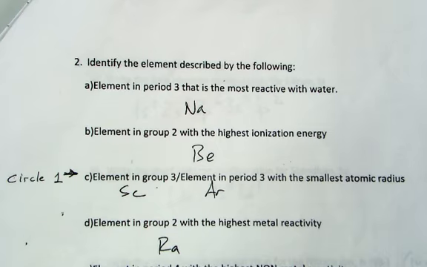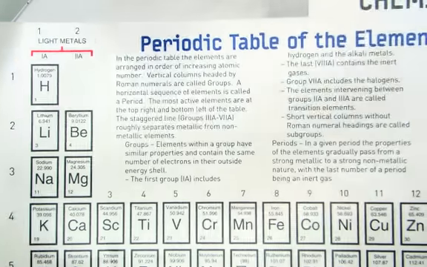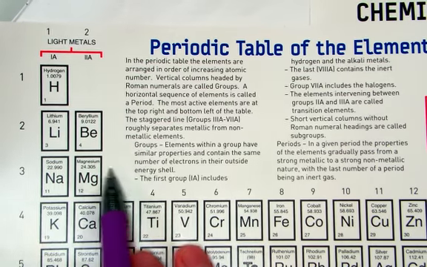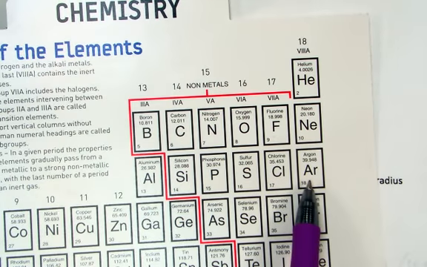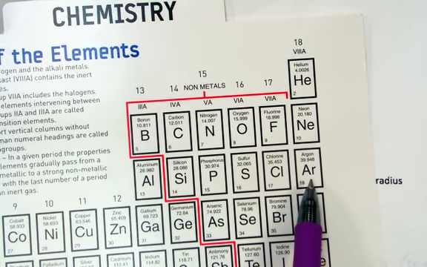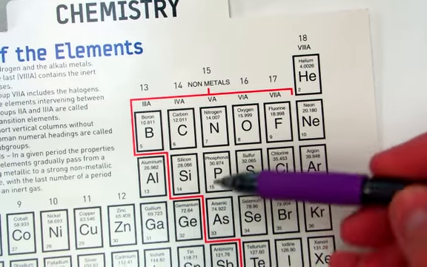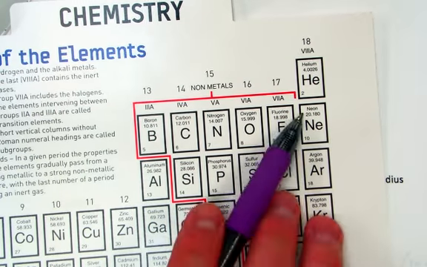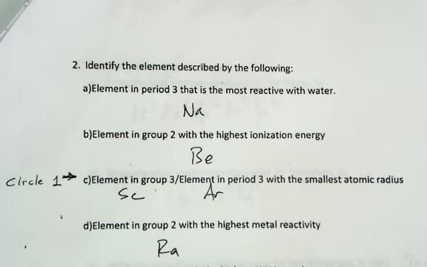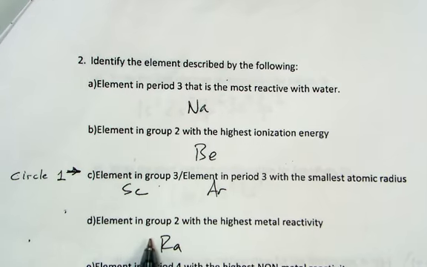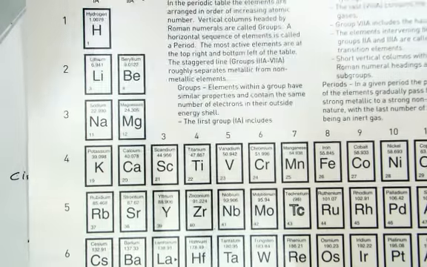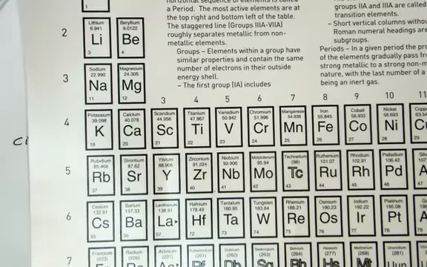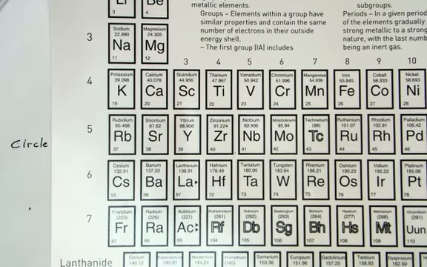So, all right. Element in period 3 with smallest atomic radius. Again, period 3 would be the row. So as you go across, smallest atomic radius would be argon. Okay. So you go bigger as you go down to the left and smaller as you go up and to the right. Highest metal reactivity in group 2. Okay, that's going to be the one that's furthest down. So in group 2, starting with beryllium, all the way down to radium.